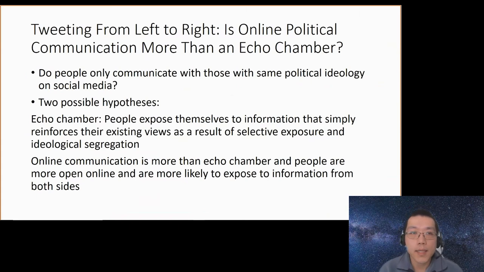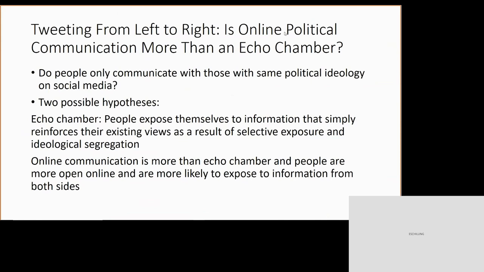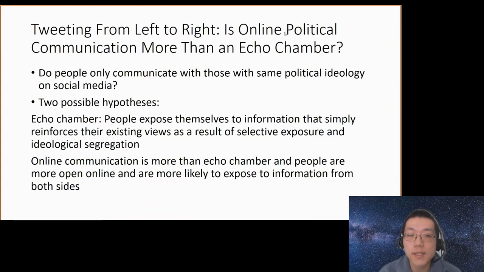Yeah. So another study considered tweeting from left to right: is online political communication more than an echo chamber? So the basic question is, do people only communicate with those with the same political ideology on social media? There are two possible hypotheses. The first is yes, because of the echo chamber. That means people only expose themselves to information that simply reinforces their existing views as a result of their selective exposure and ideology separation. And the alternative hypothesis is no. So online communication is more than an echo chamber, and people are more open online and are more likely to be exposed to information from both sides.